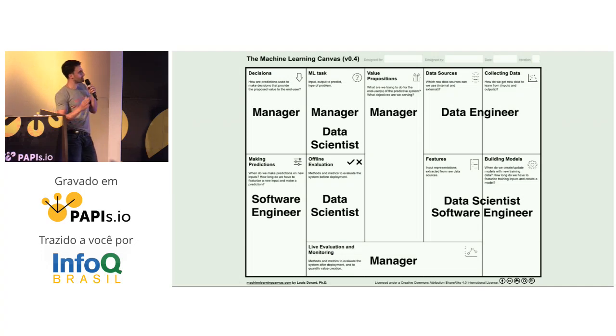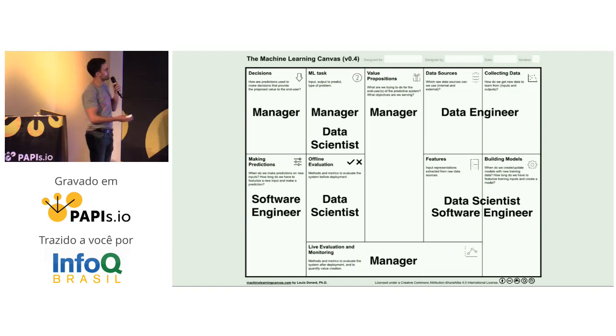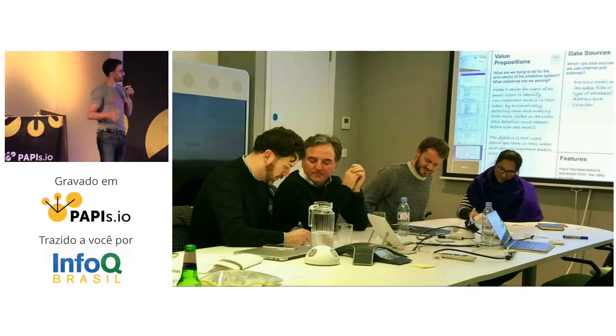Right, and another way to look at this canvas, so I said that it's a good tool to get everyone on the same page and to get everyone to think about the same machine learning ideas. So this is how I think, depending on your role, there might be boxes where you should be more involved. So the data scientist would be more involved in specifying the machine learning task and the features and how often to build models, and maybe the software engineer should also be involved in determining the technical constraints for building models and also for making predictions, right? So the idea is to have everyone work together on making these canvases.